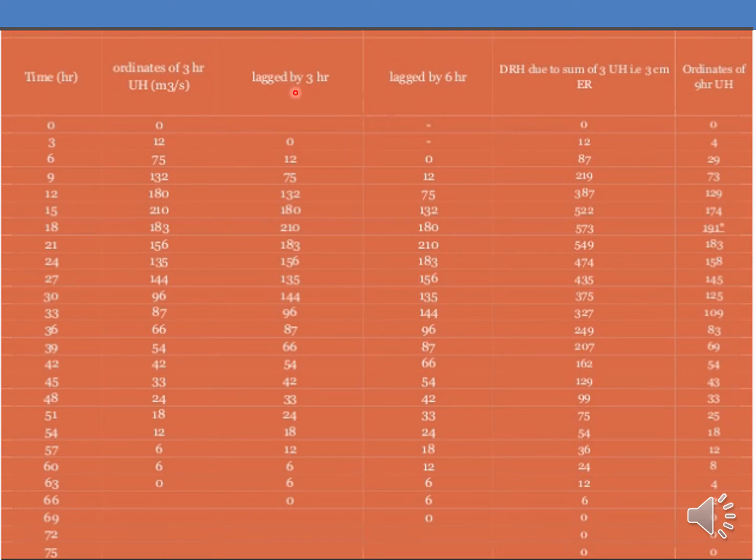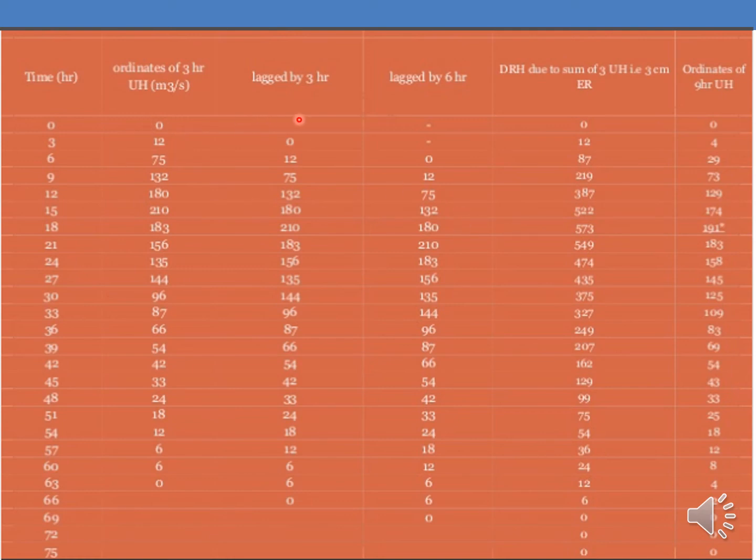Lag the next hydrograph by 3 hours. So after 3 hour another rainfall will occur, and after 3 hour another rainfall will occur. That is the assumption. After every 3 hours this rainfall is occurring, that is 0 to 12.